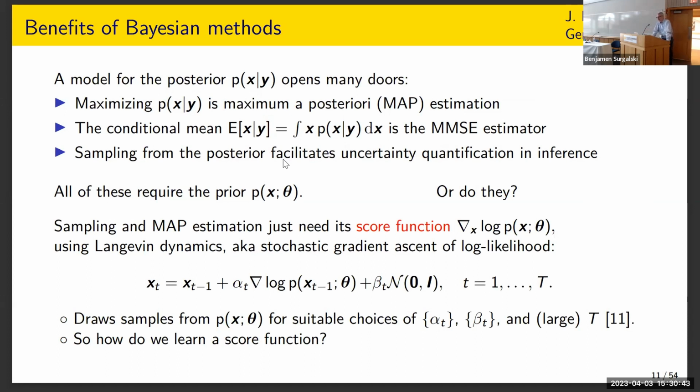Well, I said we need the prior, but we actually don't need the prior. All we really need is its gradient. And here we need to divert between what machine learning people call the score function and what statisticians call the score function.